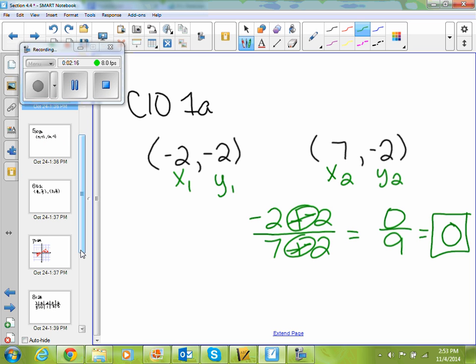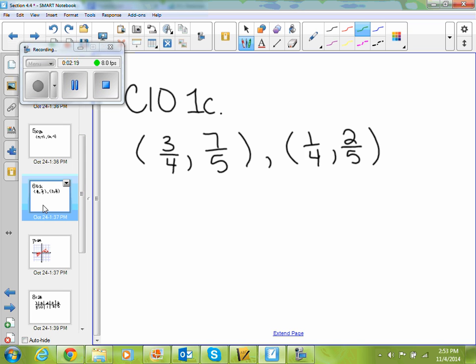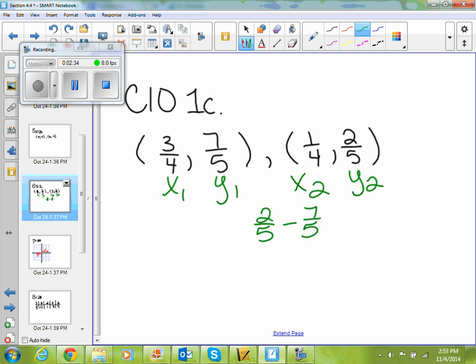Okay, let's do one more. So x1, y1, x2, y2. So my y2 is 2 over 5, right? Minus my y1, which is 7 over 5. Okay. My x2 is 1 over 4, minus my x1, which is 3 over 4. Okay. So I end up with 2 minus 7 becomes negative 5 over 5. And 1 minus 3 is negative 2 over 4.